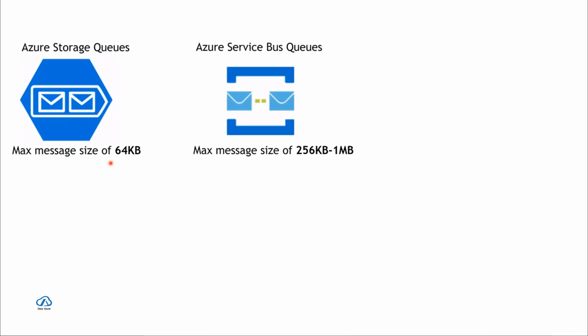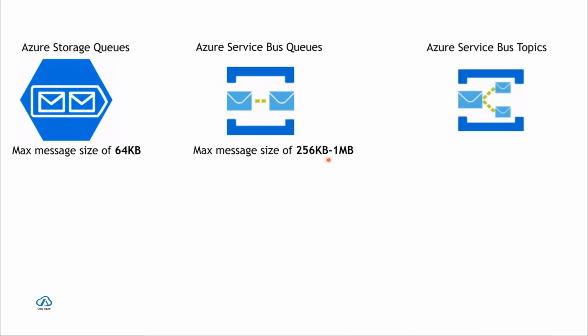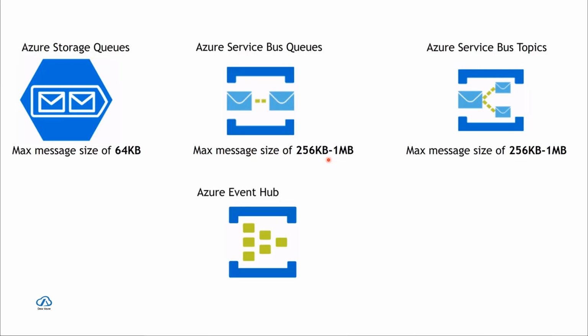So that being said, let's have a quick look at the different size limits of the different Azure Service Bus components. Azure Storage Queues have a maximum message size of 64 KB, while Azure Service Bus Queues have a maximum message size between 256 KB and 1 MB, based on your tier. The standard tier is 256 KB, and the premium tier is 1 MB. Azure Service Bus Topics are exactly the same as Azure Service Bus Queues. And finally, Azure Event Hub has a maximum message size of 256 KB.